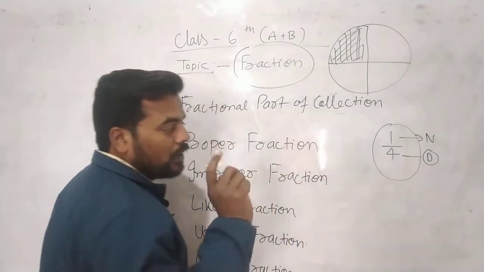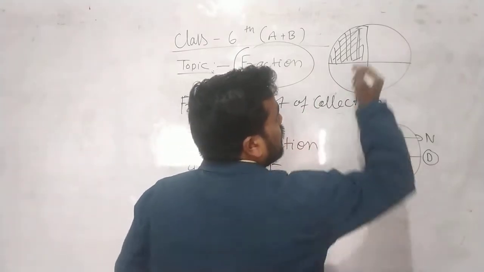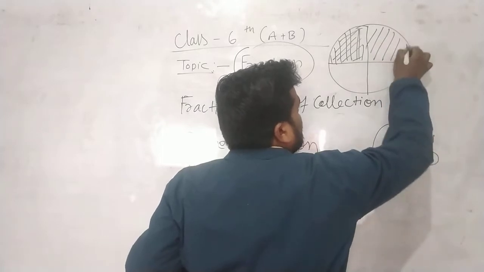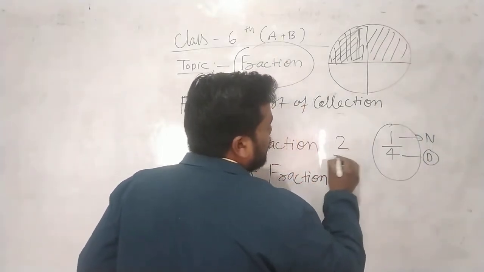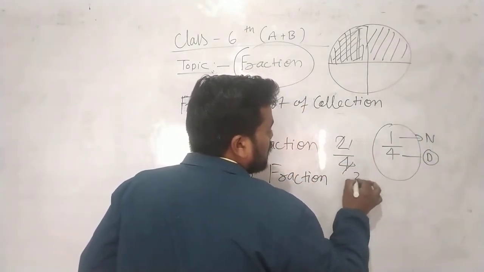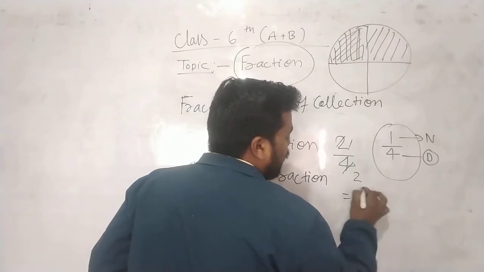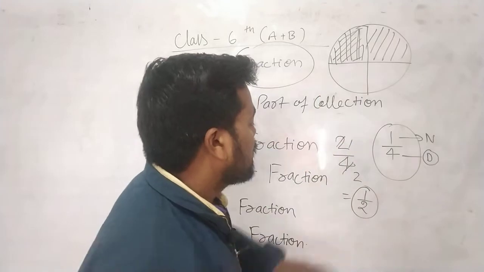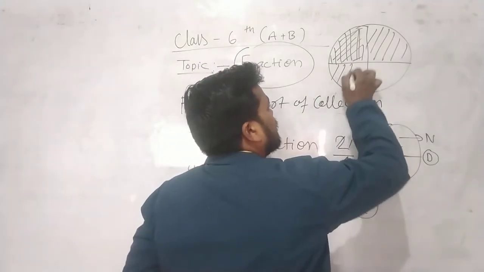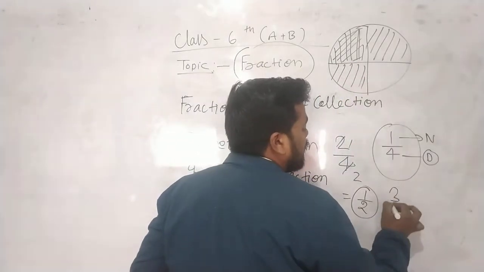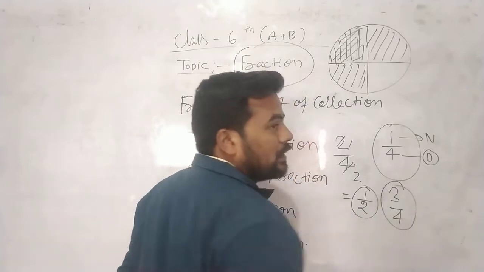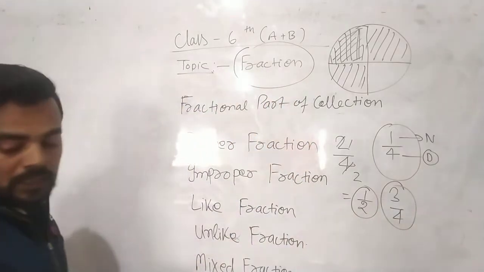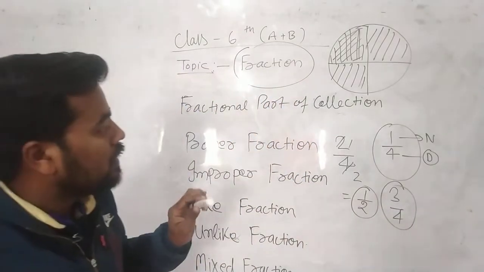Suppose that you are taking 2 parts of this pizza, then you will represent 2/4. 2 ones are 2, 2 twos are 4. It means you will take half of the pizza. Suppose that you will take one more slice, so you will represent 3/4. It means you will take 3 parts of the pizza. So this is the fraction.